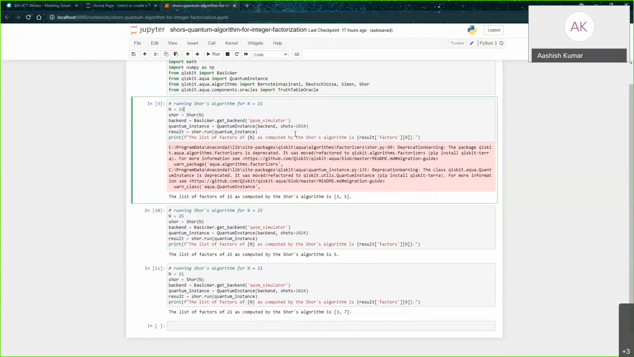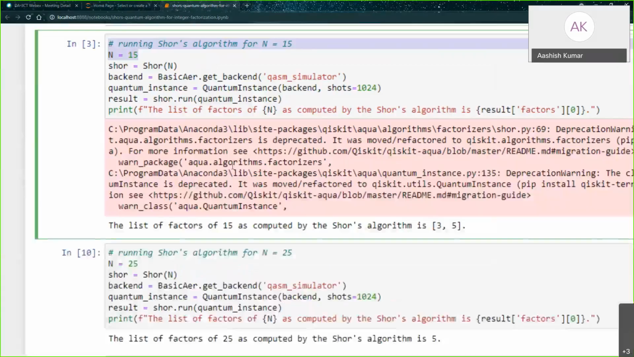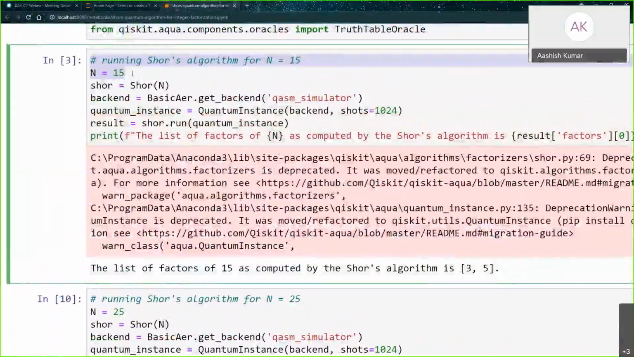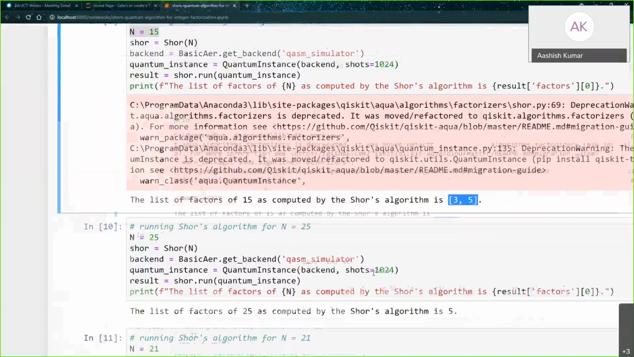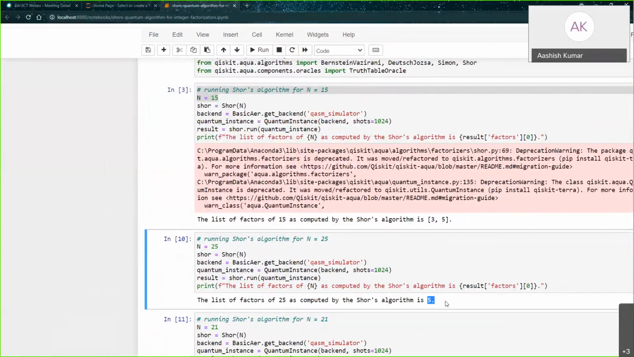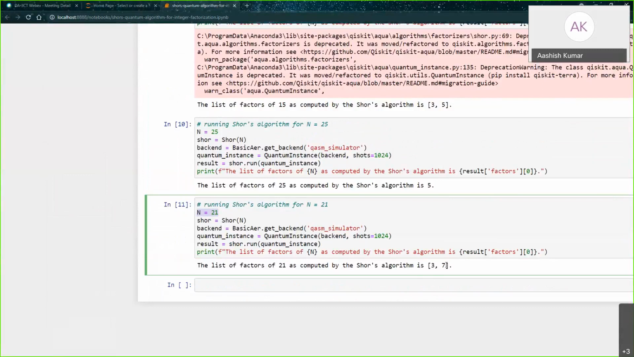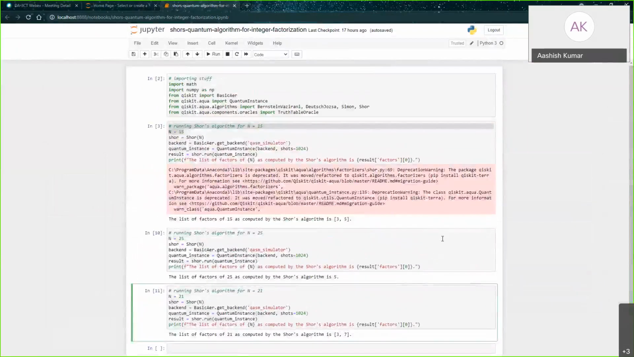So here I've input 15, which is a really small number, and sent it for factorization. So you can see that for n equals 15, it's providing the factors 3 and 5. For 25, it's providing the factor 5. And if I take 21, it's providing me factors 7 and 3. And actually, on my system, it is also taking a lot of time to produce these small results.